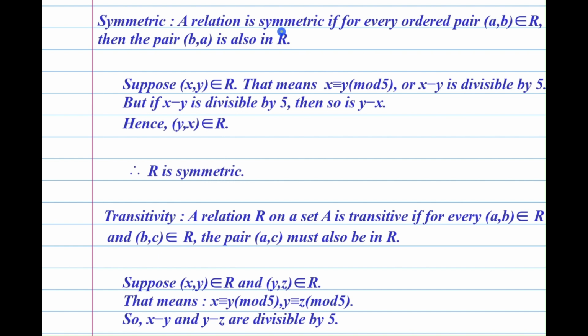A relation is symmetric if for every ordered pair (a, b), the pair (b, a) is also in R. Suppose (x, y) belongs to R, that means x ≡ y (mod 5), or x minus y is divisible by 5. But if x minus y is divisible by 5, y minus x is also divisible by 5. Therefore, (y, x) also belongs to R. So R is symmetric.